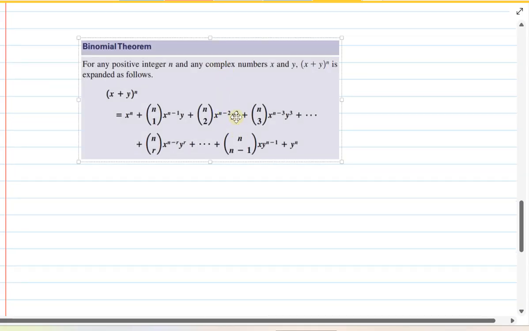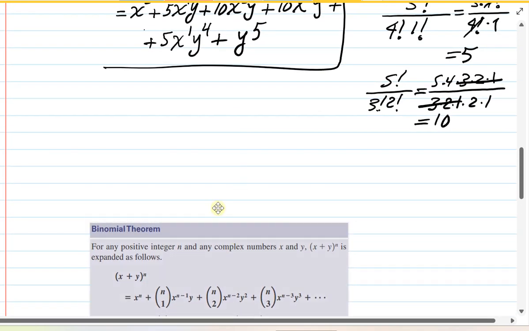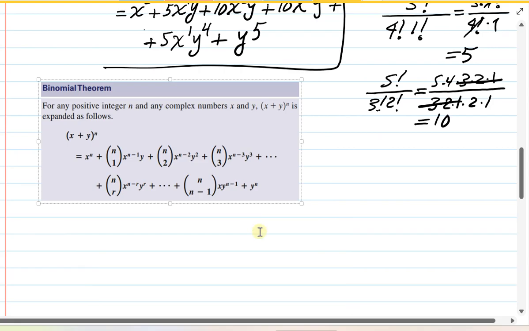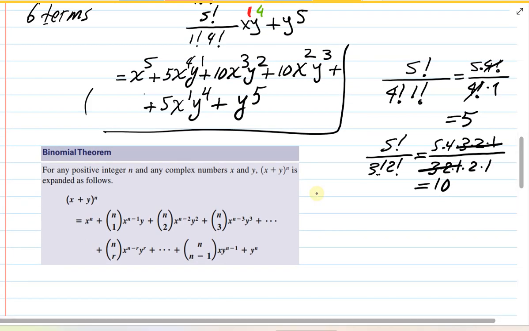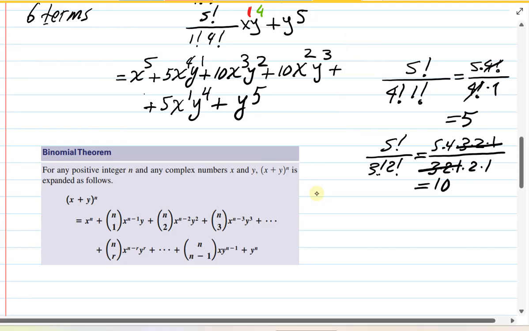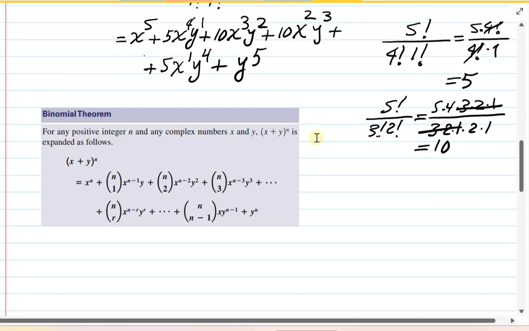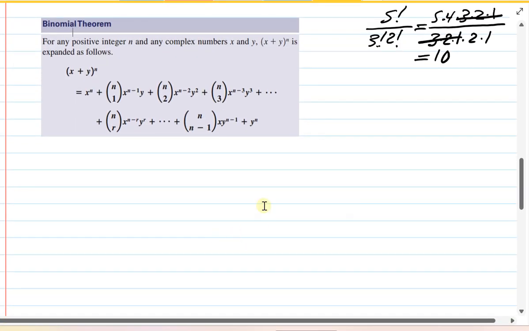Okay, and here it is. This is the infamous binomial theorem. See that? I don't know about you, but I prefer the way we did it here. The theorem works, of course. It's worked for hundreds of years. It's still going to work. And here's the theorem, by the way. You're welcome to read it on your own.